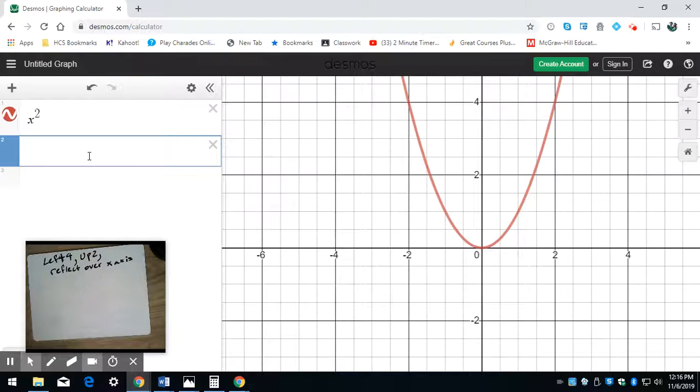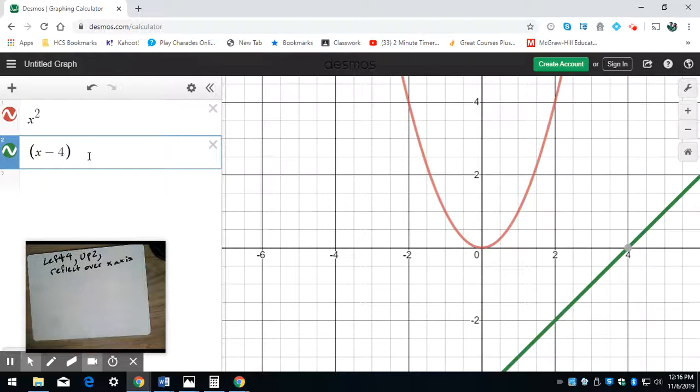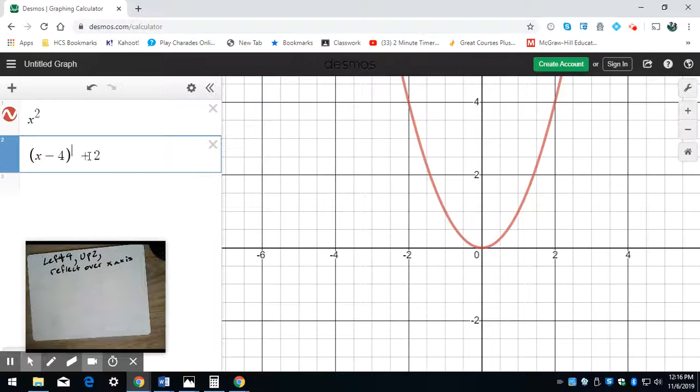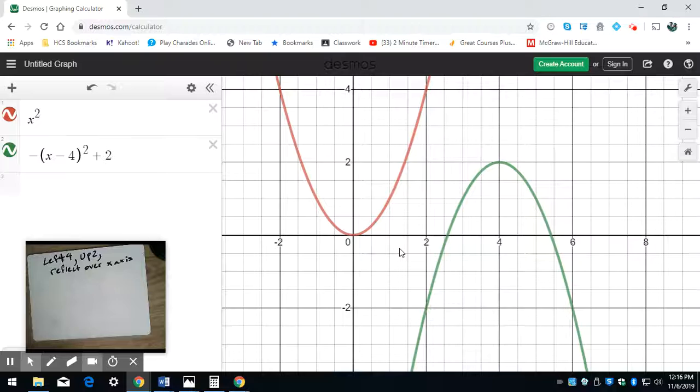So what you would think to do is, okay, I'm going to do x minus 4, we're going to go up 2, that's squared, and put a negative in front of it. Well, notice I'm not actually reflecting over the x-axis here. I'm just opening down versus opening up.